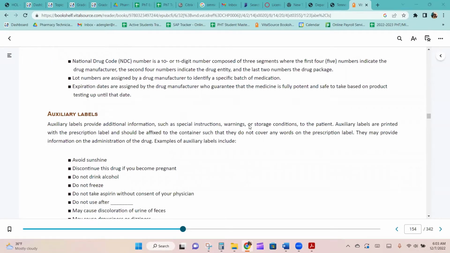Lot numbers are assigned by a drug manufacturer to identify a specific batch of medication. Expiration dates are assigned by the drug manufacturer, who guarantees that the medication is fully potent and safe to take based on product testing up until that date.